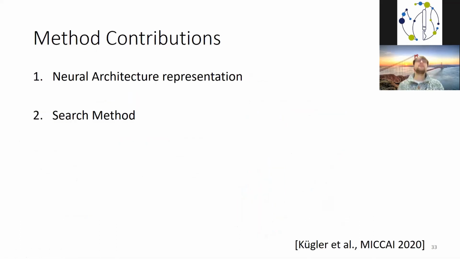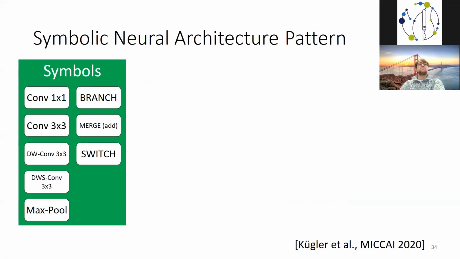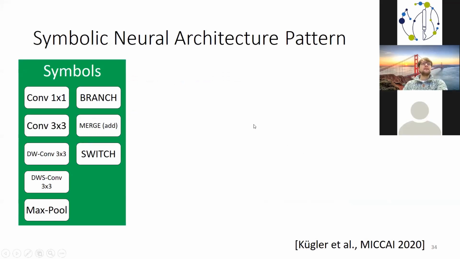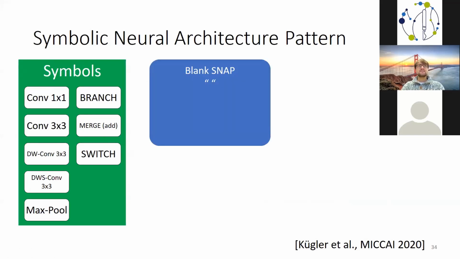So our method, AutoSNAP, has two contributions. One, how do you represent the architecture? And two, how do you search for a better architecture? How do we represent architectures? We start with a symbolic dictionary. Each of these symbols is like a language of describing neural architectures. We use multiple symbols, and these symbols then describe the architecture. Just some examples of how this would work out.